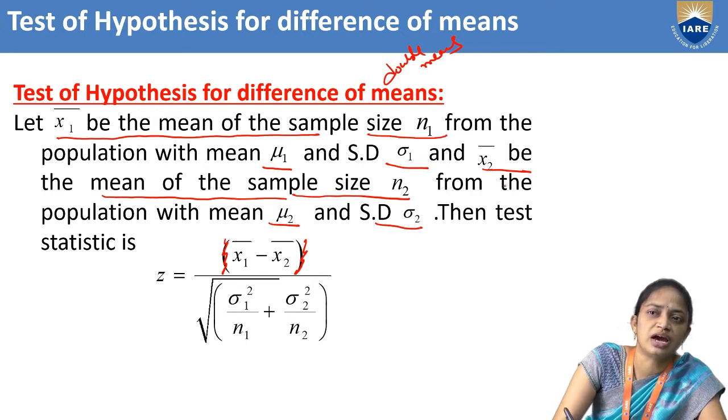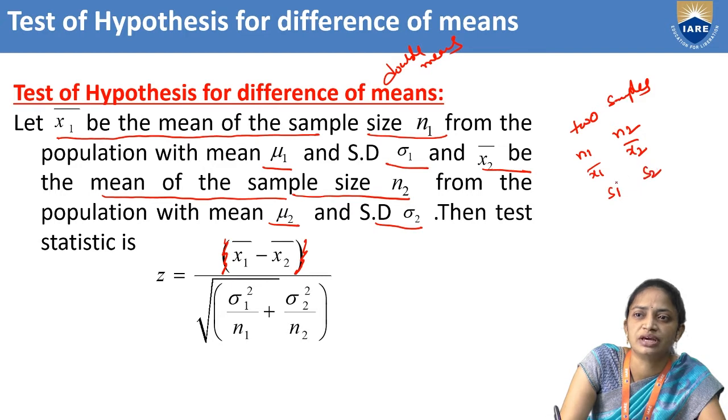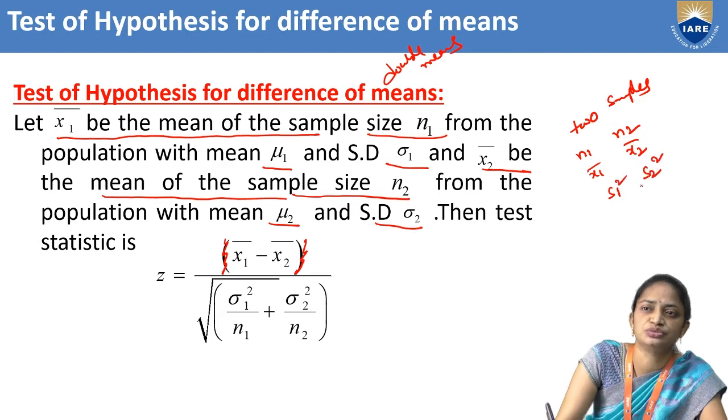So here we are taking two samples. Like that we can identify. Two samples are there, and those sample sizes are n1, n2. The means are x1 bar and x2 bar, and the standard deviations will be s1, s2. Our variances are s1 square, s2 square, and standard deviations are s1, s2.